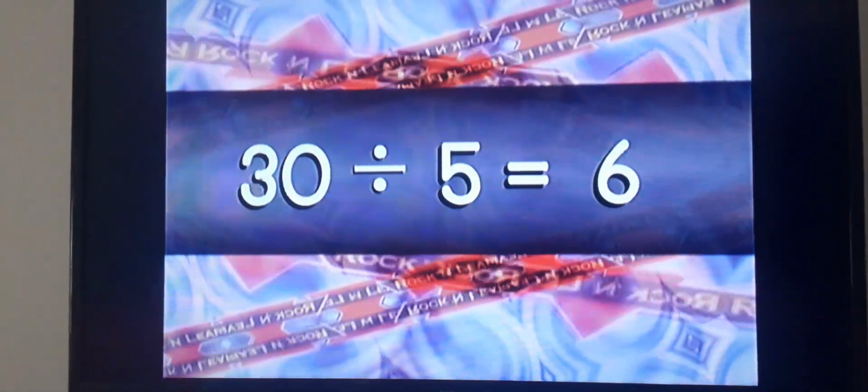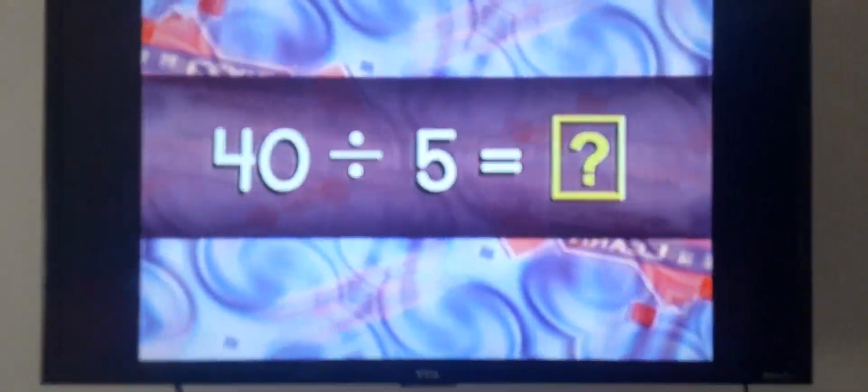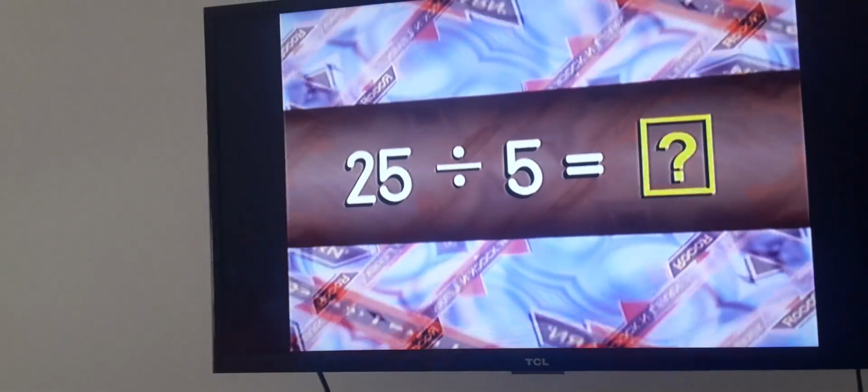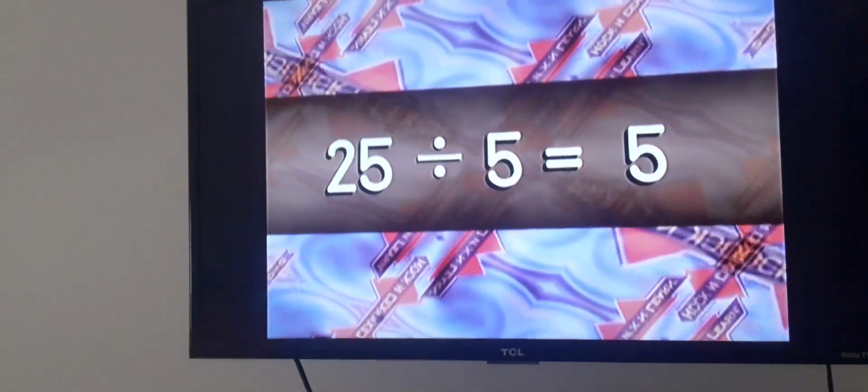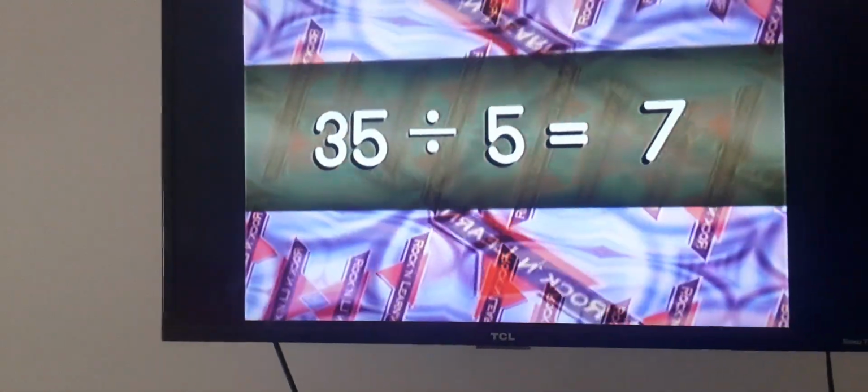30 divided by 5 is 6. 40 divided by 5 is 8. 25 divided by 5 is 5. 35 divided by 5 is 7. 15 divided by 5 is 3.